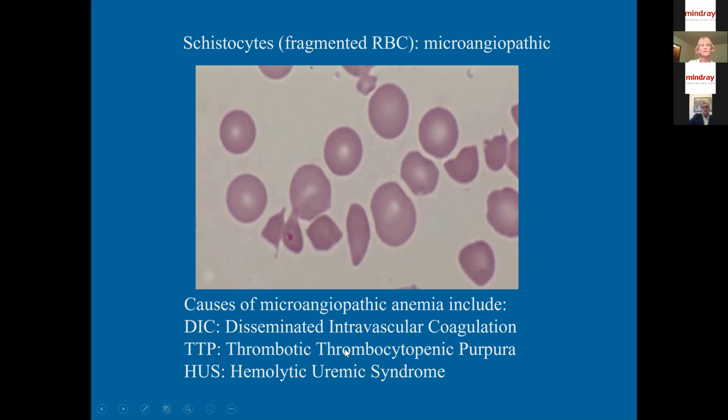And the causes of increased schistocytes include disseminated intravascular coagulation, which is due to deposition of fibrin in the vasculature, thrombotic thrombocytopenic purpura, which is deposition of von Willebrand's factor in the circulation, and hemolytic uremic syndrome, which is also associated with deposition of von Willebrand's, but more limited to the kidney area, and they have severe renal dysfunction.